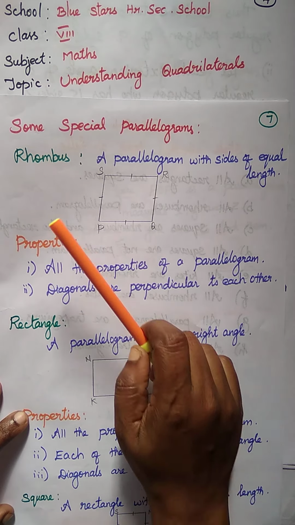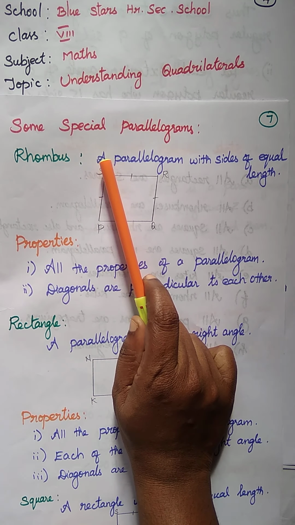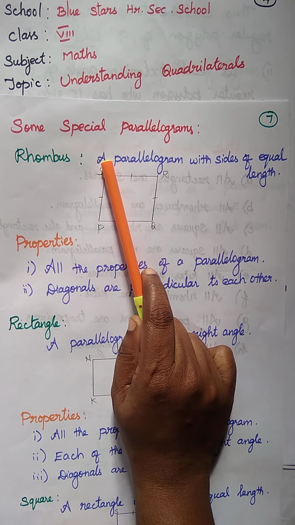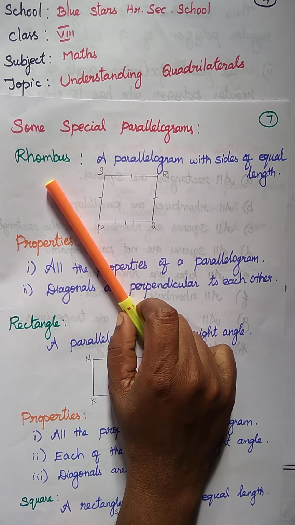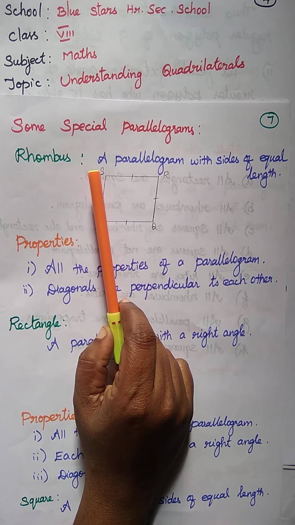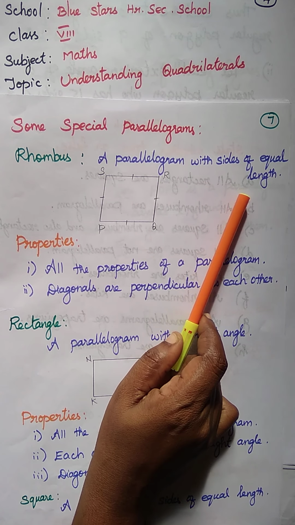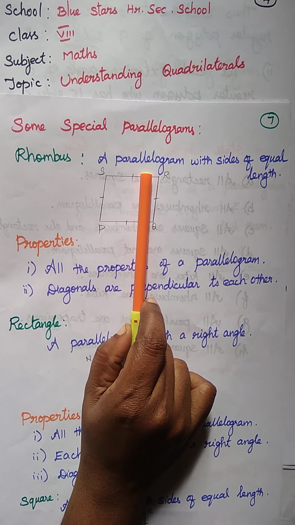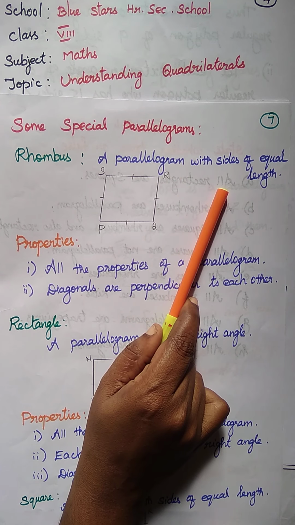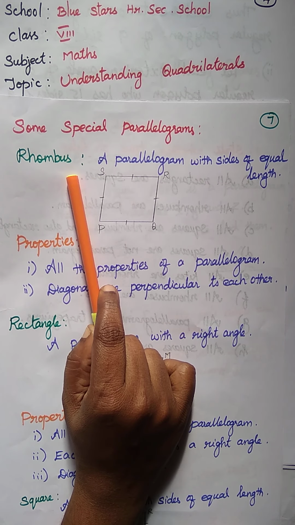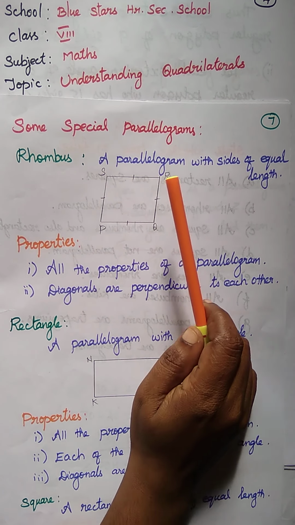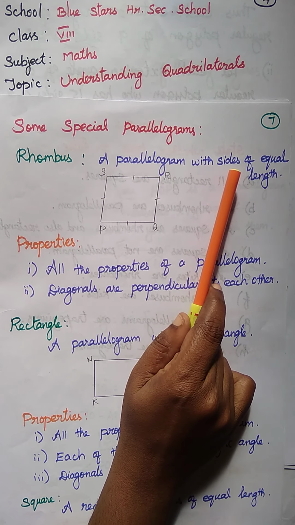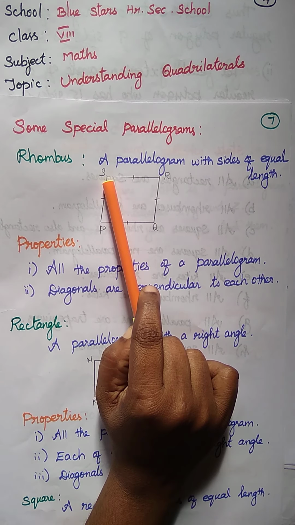Today we are going to see some special parallelograms. What is special about them? They are like a parallelogram, but some rules are there. First one is rhombus: a parallelogram with sides of equal length. It's a parallelogram, but all the sides are equal length, and then it is called a rhombus. In a parallelogram, we said that opposite sides are equal, but here all the sides are equal length, and then it is called a rhombus.